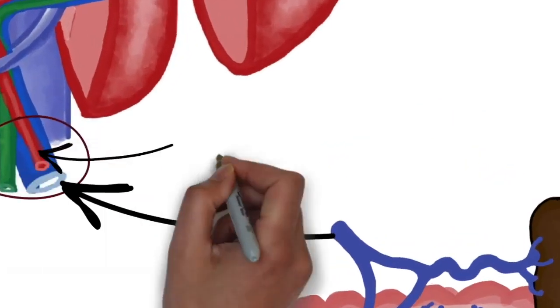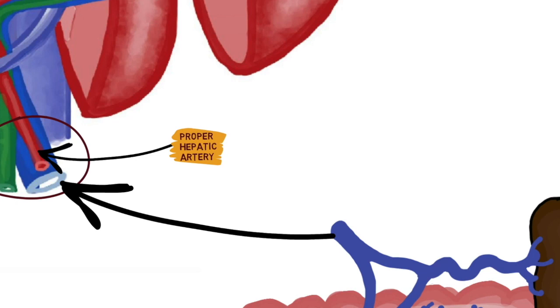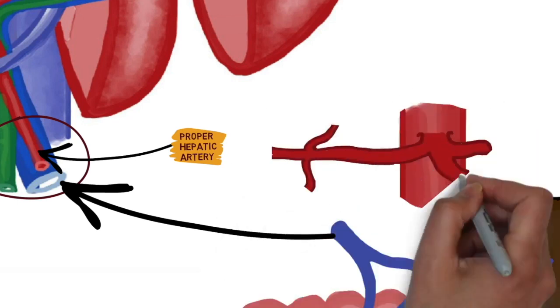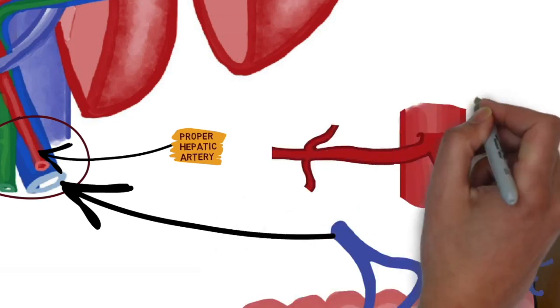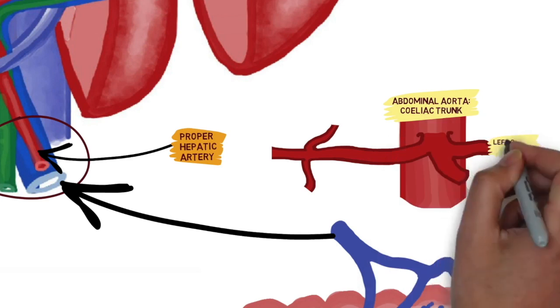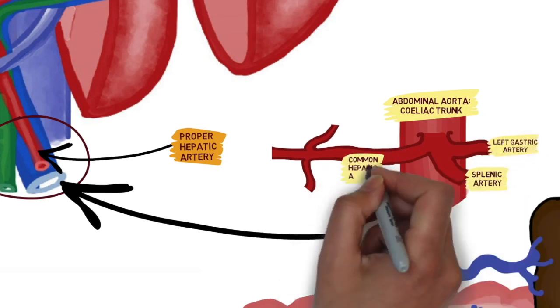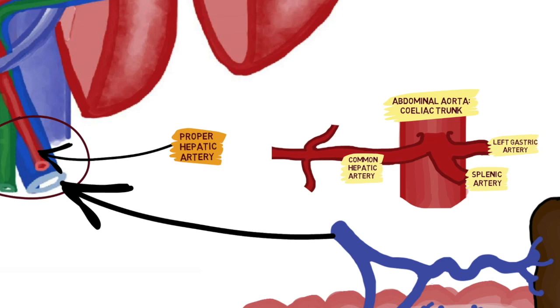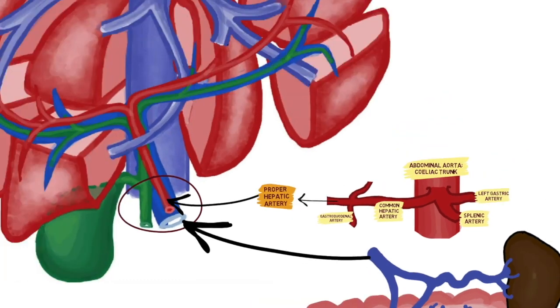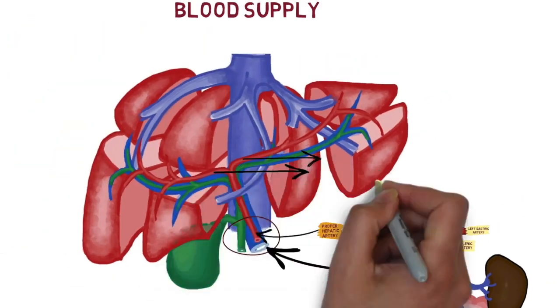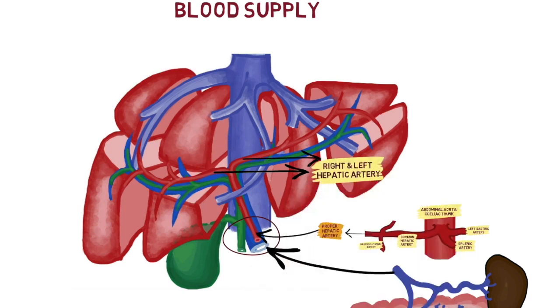The second source of blood supply is via the hepatic artery. This arises from a branch of the celiac trunk. The common hepatic artery arises directly from the celiac trunk, being one of its 3 main branches. After giving off the gastroduodenal artery, it becomes the proper hepatic artery, which feeds into the liver at the porta hepatis.